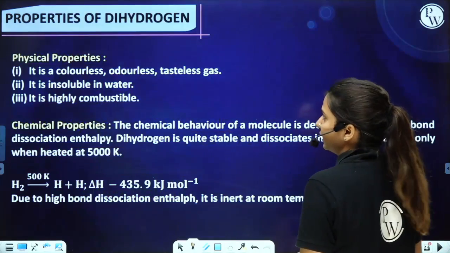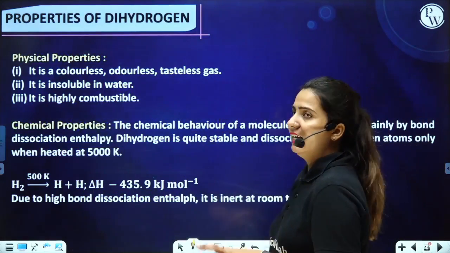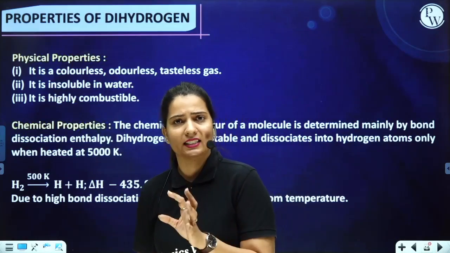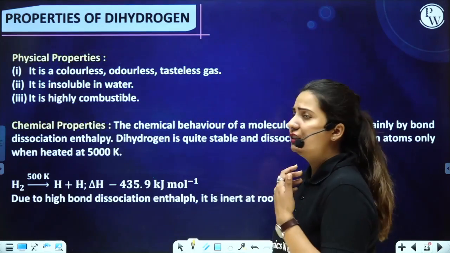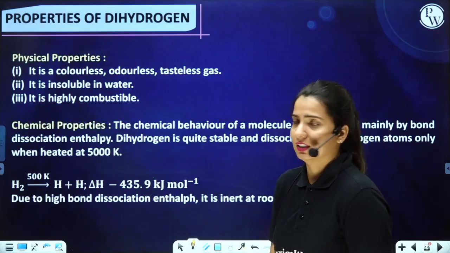Now we have to discuss all of these things. We have discussed that these are the properties of dihydrogen. They are colorless, odorless, tasteless, highly combustible, insoluble in water. We know all these things. Chemical properties now we have to discuss.